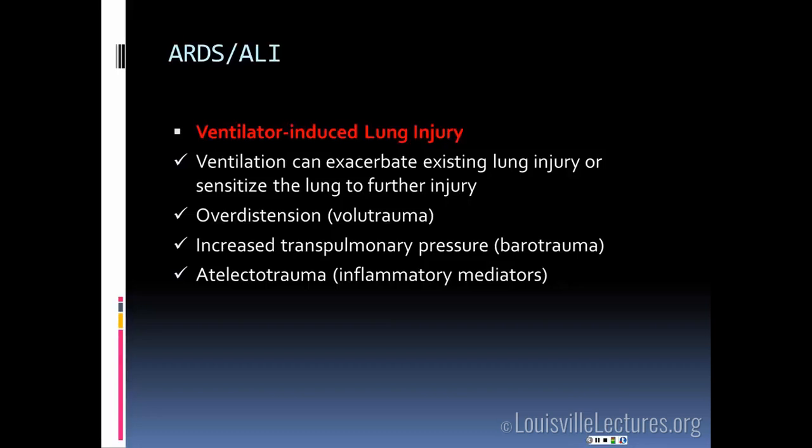There is overdistension or volutrauma, there is increased transpulmonary pressure or barotrauma, and there is atelectrauma, so the closing and opening of the airways will release a lot of inflammatory cytokines, and that is also detrimental. And there's a 4th one that is not here in this slide, but it's oxygen toxicity. We think oxygen is toxic to the lung, particularly if the FiO2 is above 50%.